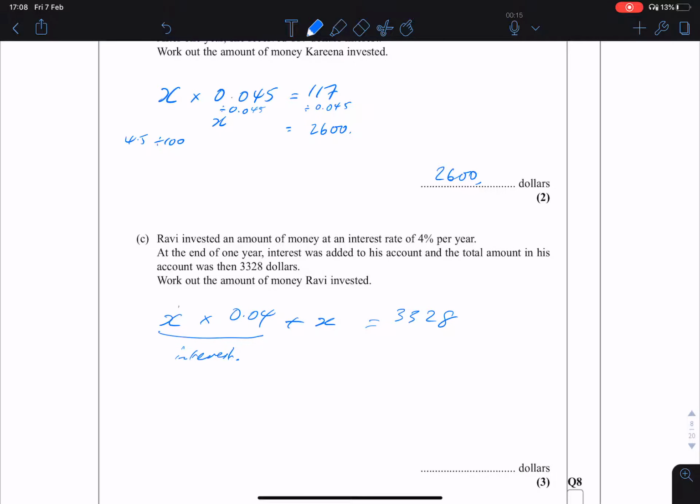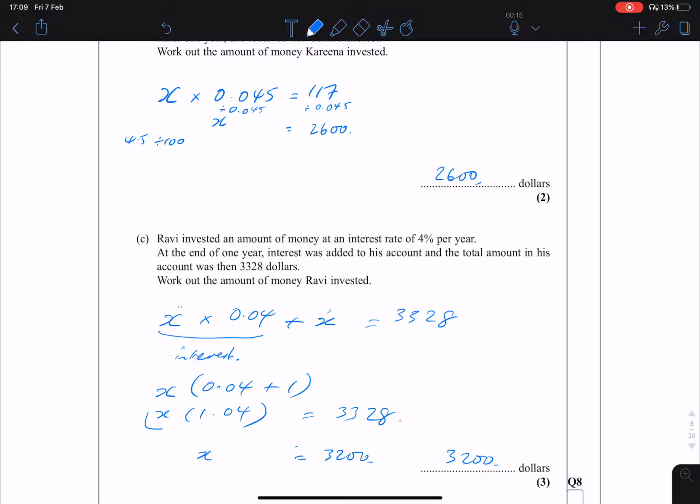Now, I can see that there's a factor of X in both of those things. So I'm going to take out a factor of X. X times 0.04 is 0.04, X times 1 is a factor. So I end up with X times 1.04. Okay. And now I can just do the same thing as I did before. 3328 divided by 1.04, which is 3200. X equals 3200. Looks nice to me.